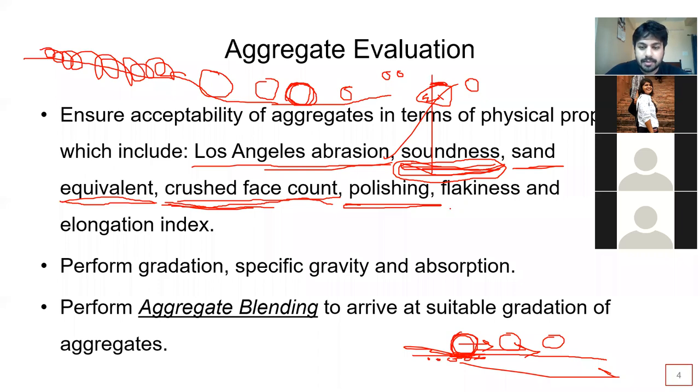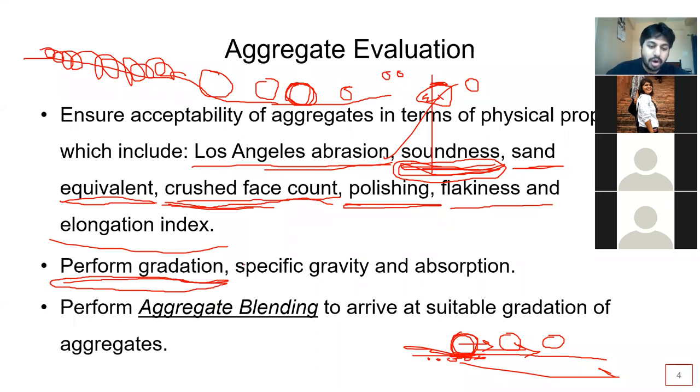And the next is flakiness and elongation index. You have done these two tests, I am not going to discuss them. After that you also do gradation. Gradation curve maybe in aggregates you didn't perform, but in case of soil you have performed sieve analysis. After sieve analysis you have prepared gradation curves, and you know how to comment on these curves, whether the sample is poorly graded or well graded. You can directly say just by looking at the shape of the curve. So that is gradation.